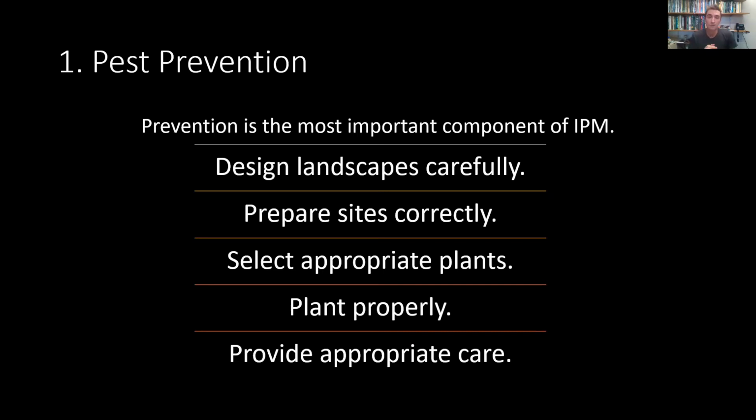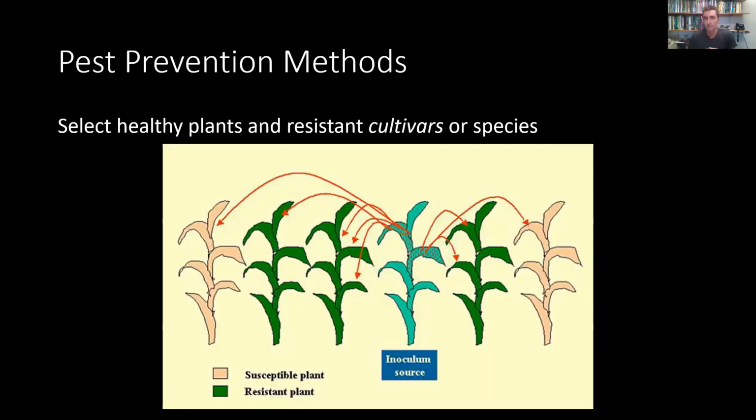Here's an image that tries to explain the process of selecting healthy plants. And this is an agricultural setting showing a corn plant. It's the idea that there are some cultivated varieties that may be more resistant to diseases, fungal, bacterial, viral diseases, or to pests actually consuming the plant itself. And if we select those disease-resistant varieties, we're going to have an easier time of avoiding the pests and diseases.